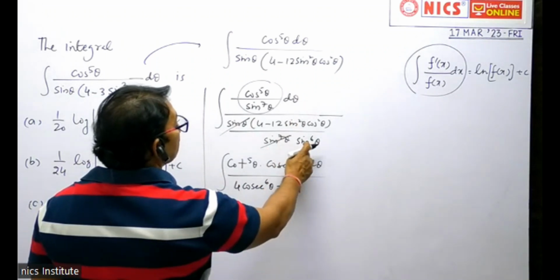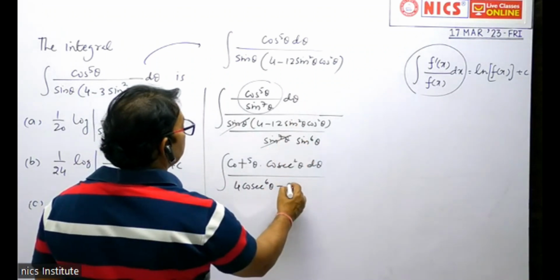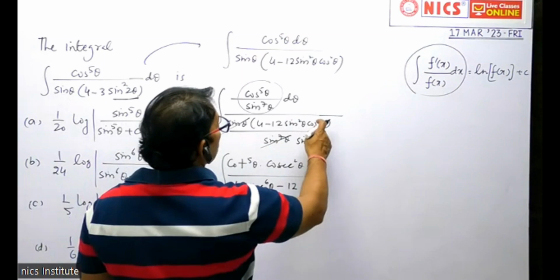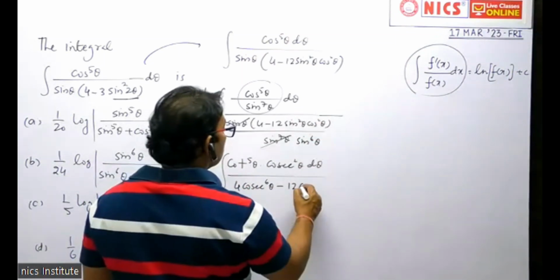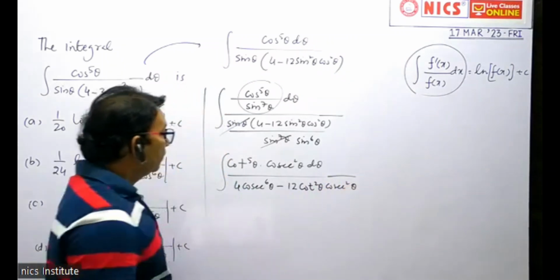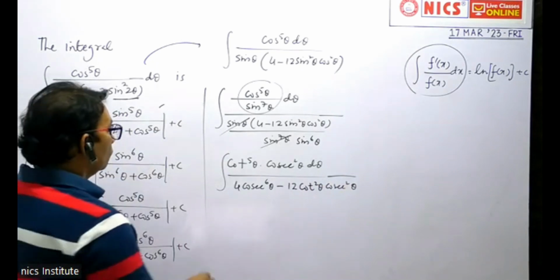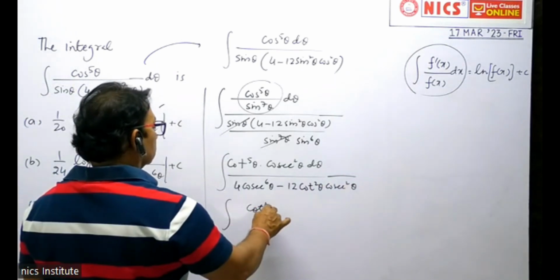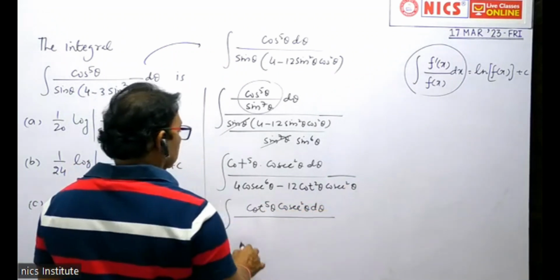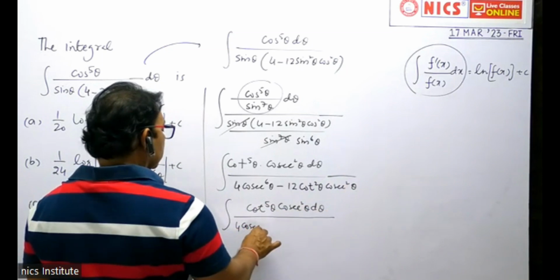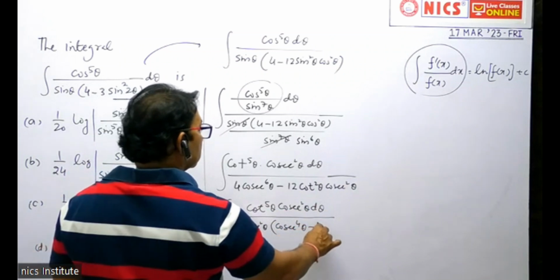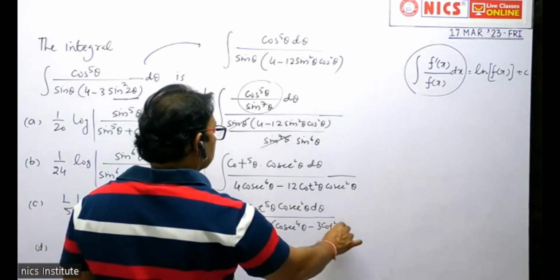Sine square, sine to the power 4. So it will be 12 sine to the power 4. Cos square theta by sine to the power 4 will be cot square theta into cosec square theta. Just check, is it okay with you? We can take 4 common, cosec square theta common. Cosec to the power 4 theta minus 3 cot square theta.